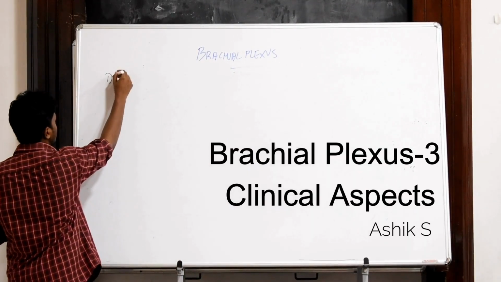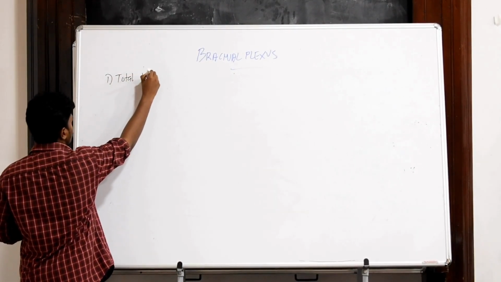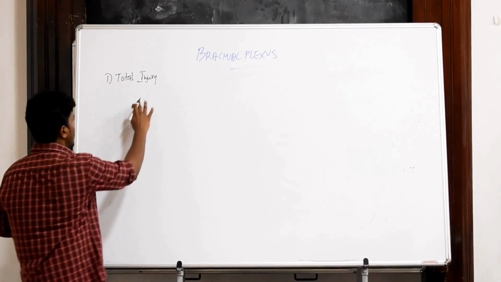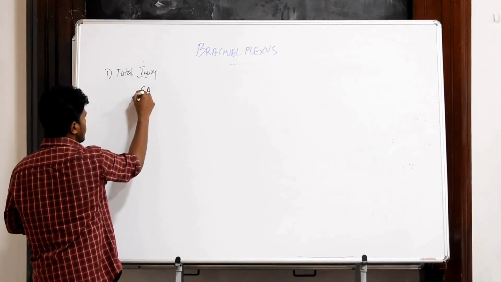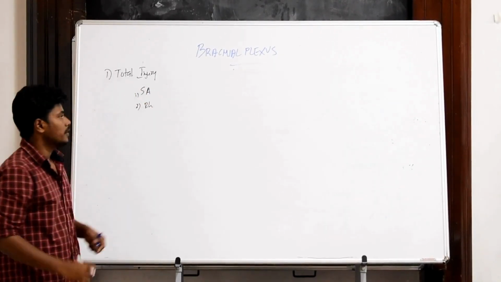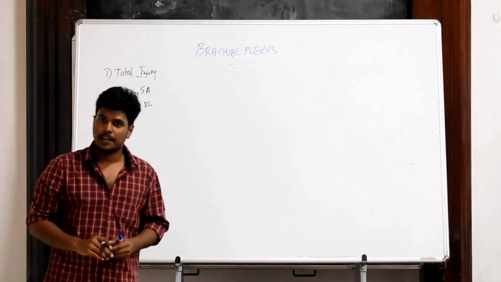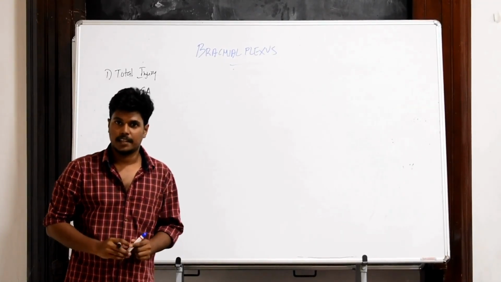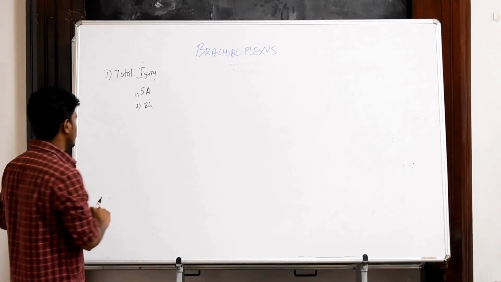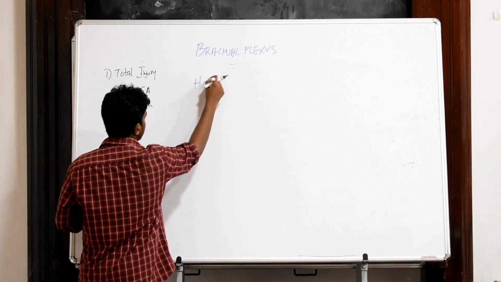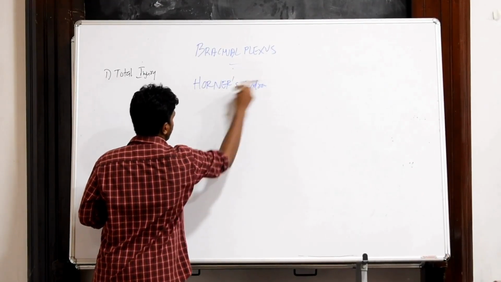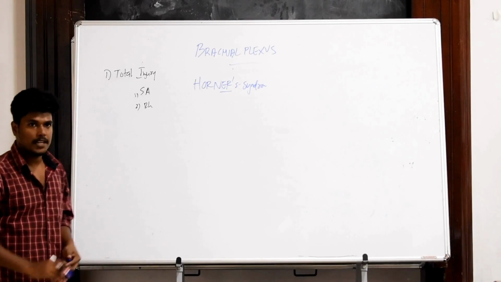First one is the total injury. Damage to the brachial plexus as a whole will cause paralysis of serratus anterior and rhomboideus muscles. Also, the T1 ventral ramus supplies the sympathetic chain. So total injury to the brachial plexus causes sympathetic problems, which are summarized by a syndrome known as Horner's syndrome. Horner's syndrome is due to damage to the ventral rami of the T1 spinal segment in the brachial plexus.